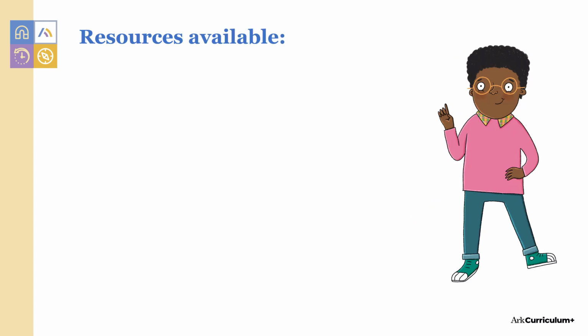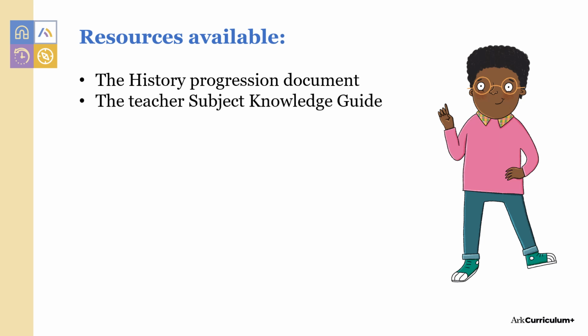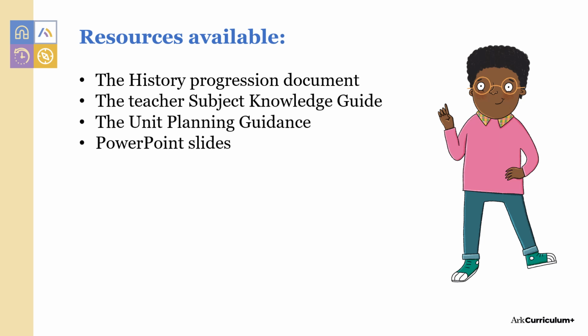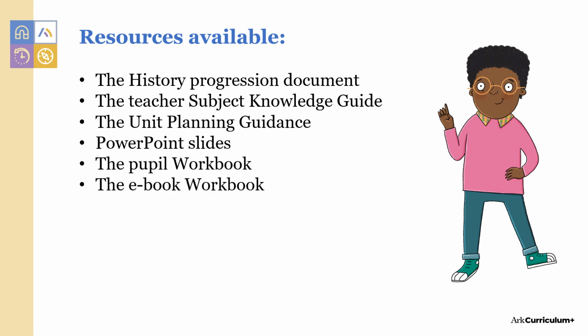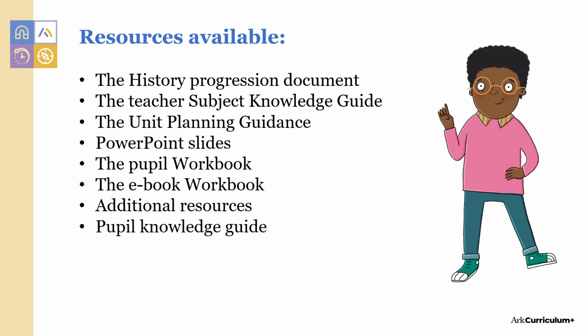The resources for this unit available on Oxford OWL are the History Progression document, the Teacher Subject Knowledge Guide, the Unit Planning Guidance, PowerPoint slides for every lesson, the Pupil Workbook and the eBook Workbook, additional resources to go alongside some activities in the lessons, the Pupil Knowledge Guide, posters and discovery box cards.